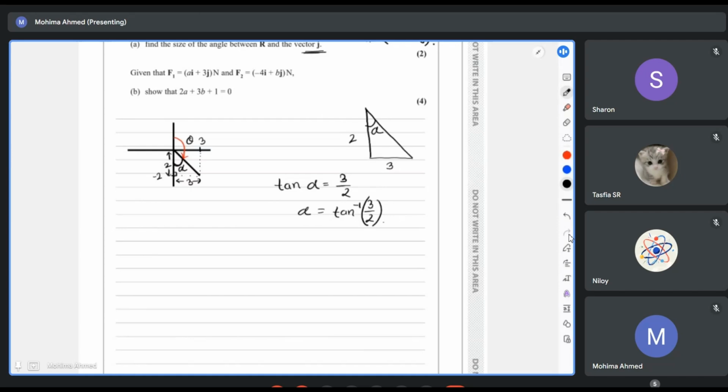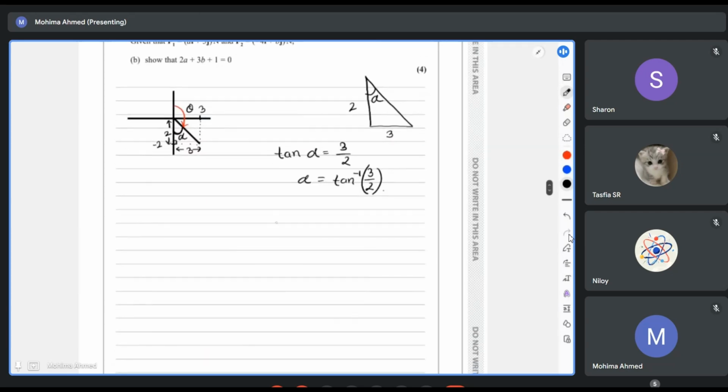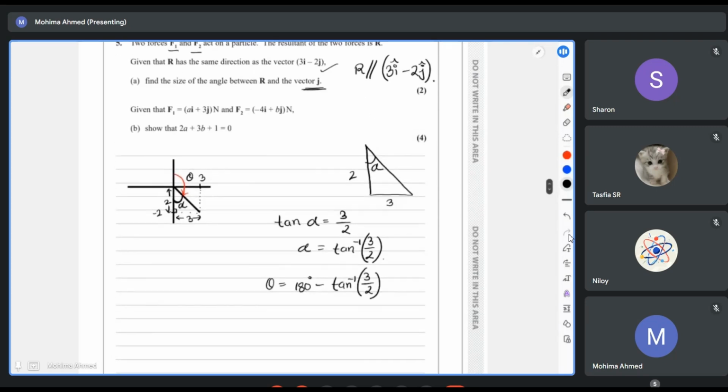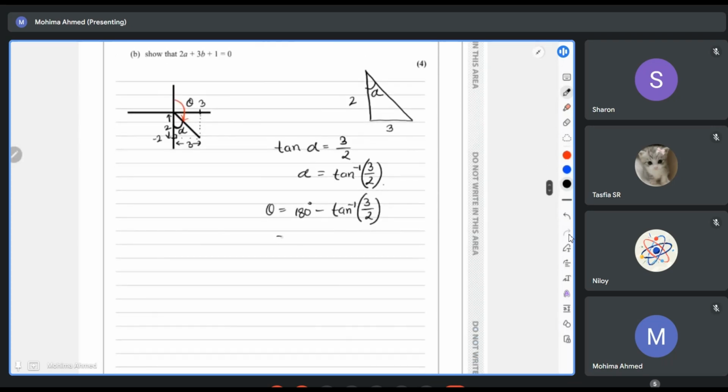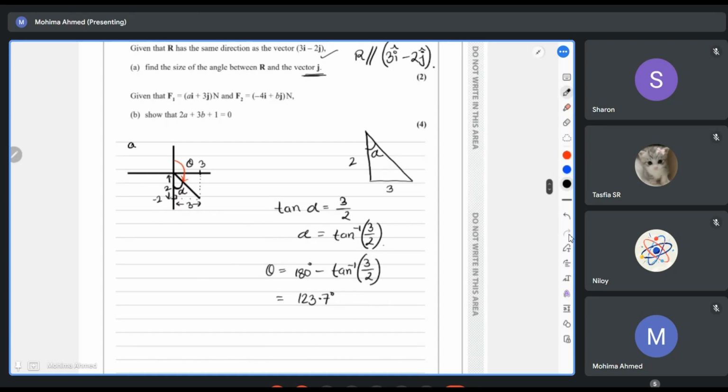It is creating a straight line, so 180 minus alpha would give you the value for theta. So we can write theta is 180 minus tan inverse 3 by 2. It is 123.69. They haven't given you any decimal places, so we can just write 123.7. This was for part A.